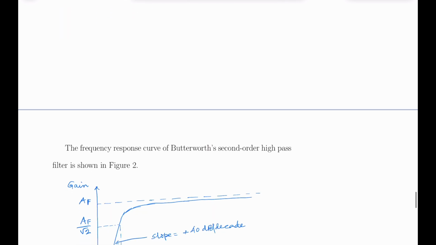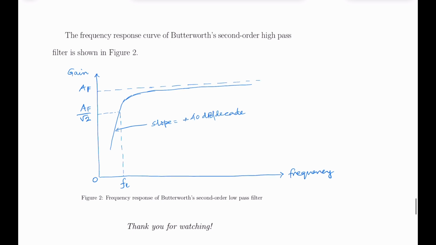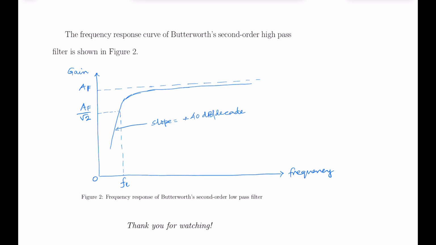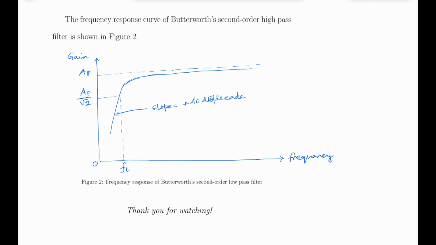Clear? So, the frequency response curve of the Butterworth second order high pass filter is shown in figure 2. On the x-axis we have frequency, on the y-axis we have gain. So AF is the maximum gain. We have shown it by a dotted horizontal line. As frequency increases, the gain also increases. At frequency Fl, gain becomes AF upon root over 2, as we have shown you mathematically. As frequency tends towards infinity, the gain approaches AF.